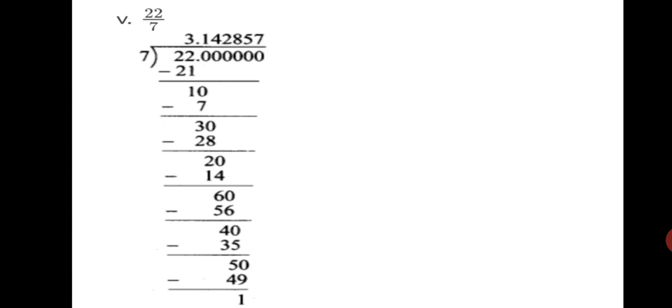But now when you took 7 7s are 49, the remainder is 1. 50 minus 49, remainder 1. And after 3 point in the quotient on top you have got 1. Means again the sequence is going to be repeated: 1 4 2 8 5 7. Okay, that means this is a recurring decimal form of a rational number.